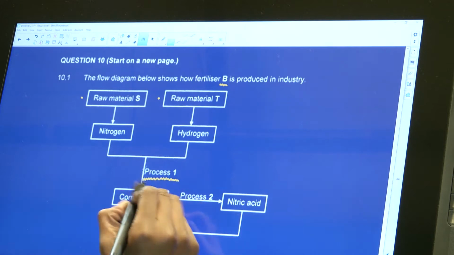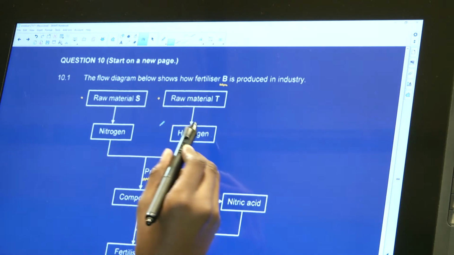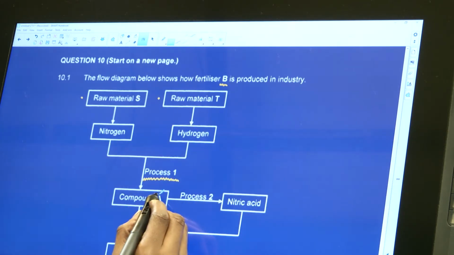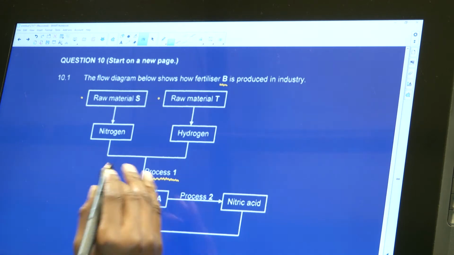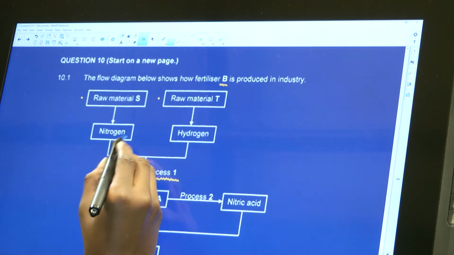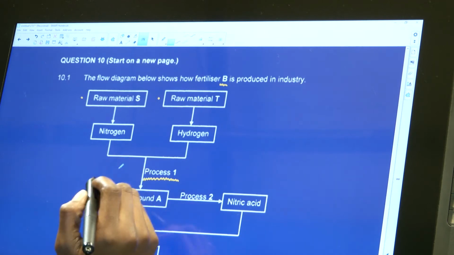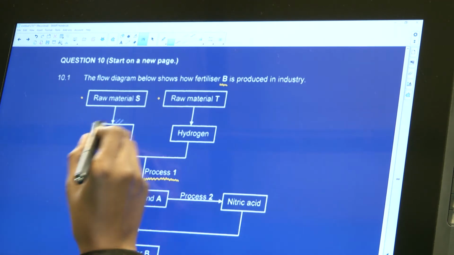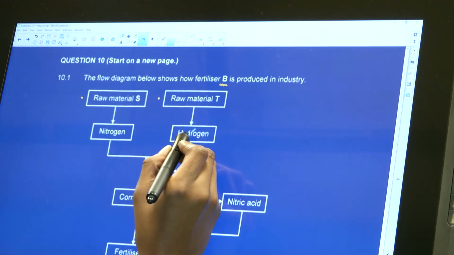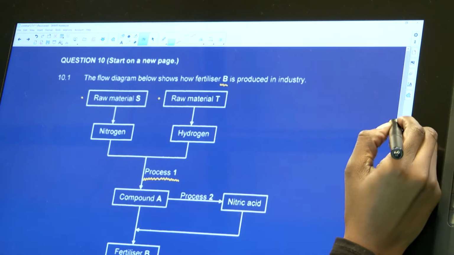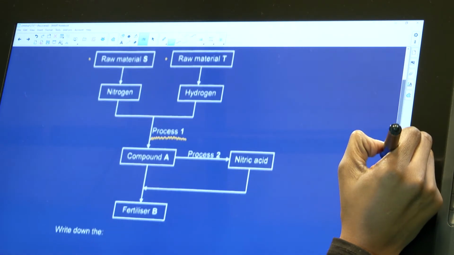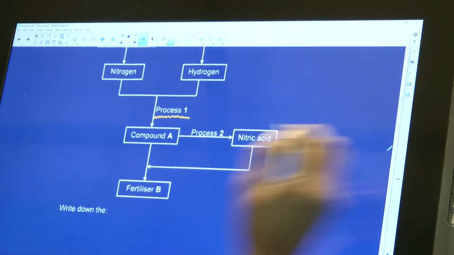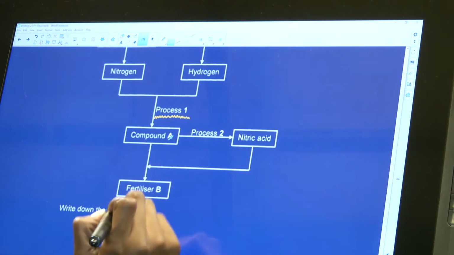Now, after process number 1, the nitrogen and the hydrogen will form compound A. We're not told the name or the formula for compound A, so then you need to go back to grade 10 and start thinking, what can form from nitrogen and hydrogen? You also need to know the charges that nitrogen and hydrogen will have on the periodic table. Together they make compound A. We still don't know what compound A is.